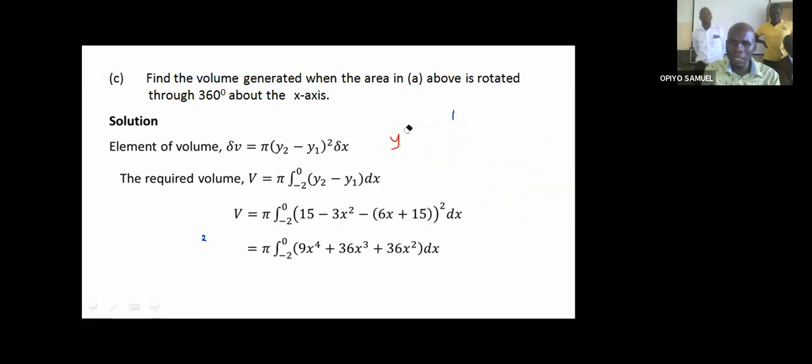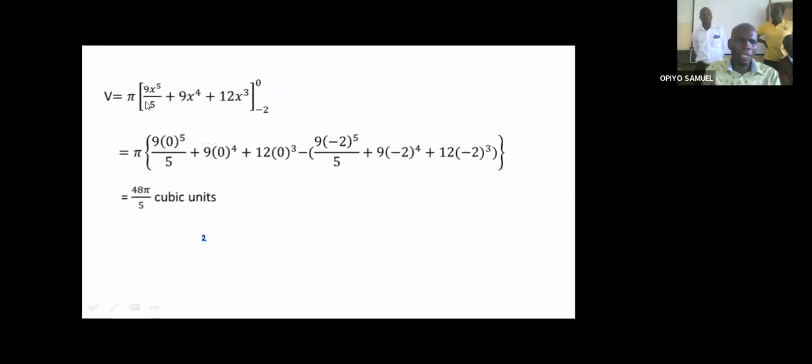Let me clear this as we go to the next slide. So we can proceed to integrate this from negative 2 to 0. And when we integrate this, we get 9x to the power 5 divided by 5 plus, remember here was 36, but we are dividing by the highest power of x now, which is 4. We remain with 9. 36 divided by 3, we get 12.